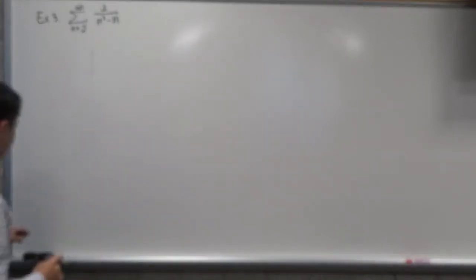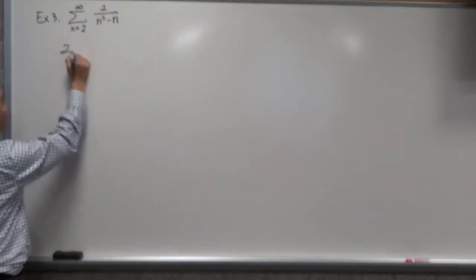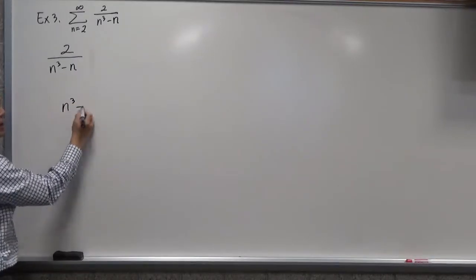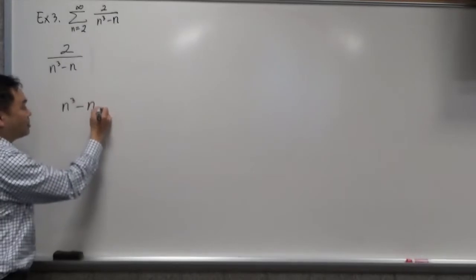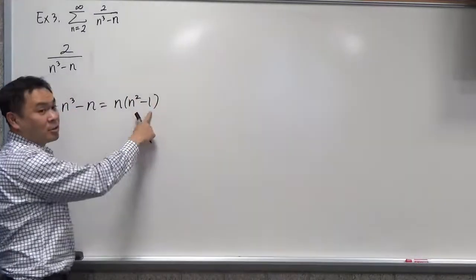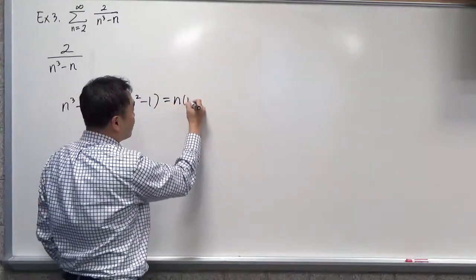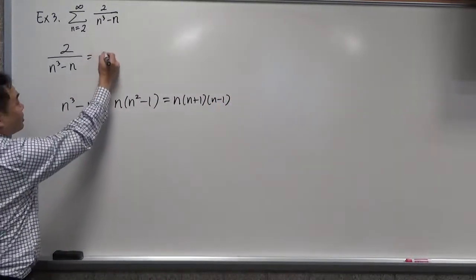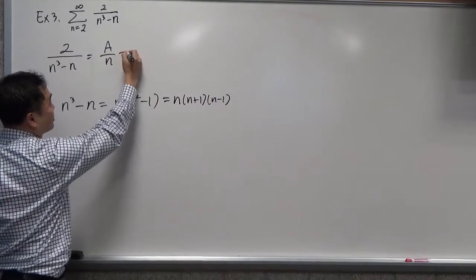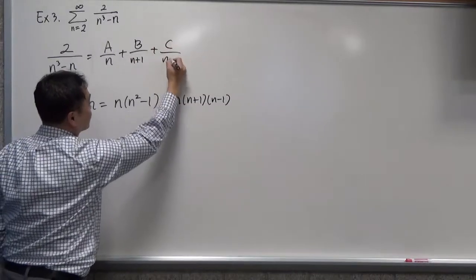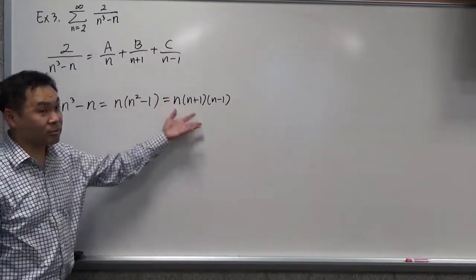This series doesn't look like a telescoping series until you actually do the partial fraction expansion. So let's try that. To do that, you need to factor n cubed minus n, which is readily factored as n times n squared minus 1, and this can be further factored as n plus 1 times n minus 1. So let's write it as A over n plus B over n plus 1 plus C over n minus 1, because these are the factors, right?